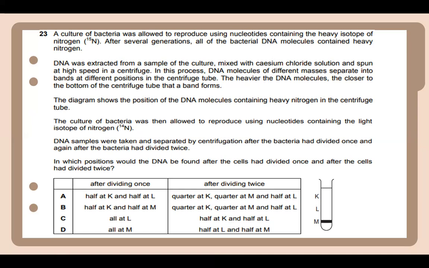The culture of bacteria was then allowed to reproduce using nucleotides containing the light isotope of nitrogen. DNA samples were taken and separated by centrifugation after the bacteria had divided once and again after the bacteria had divided twice. In which position could the DNA be found after the cells had divided once and after the cells had divided twice? The answer will be after dividing once, all at L, and after dividing twice, the position is half at K and half at L.